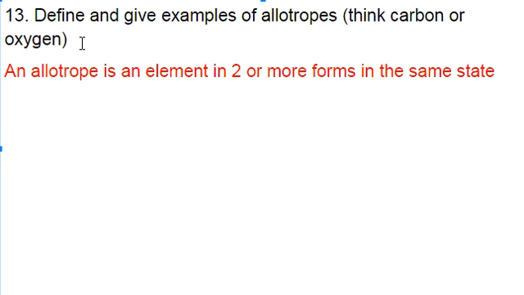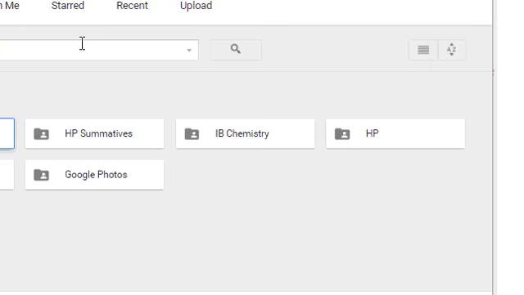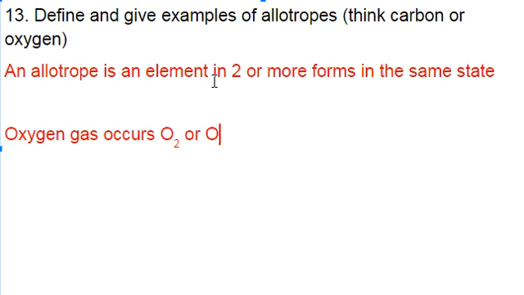So for example, oxygen gas can occur as O2, which is the stuff we breathe, or as O3, which is more commonly known as ozone.